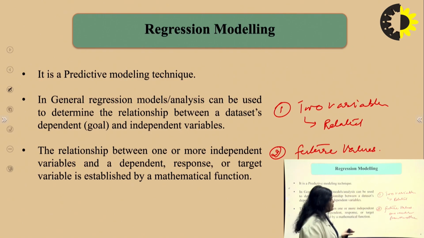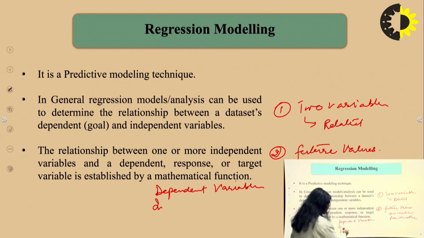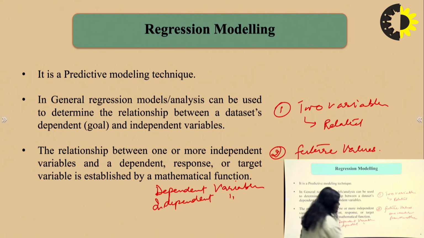Right? Now, when we talk about the variables, there are two different types of variables involved in regression modeling. One is called the dependent variable, and the other one is called the independent variable. What is the difference between these two, and what is the purpose of these variables? We are going to see that.